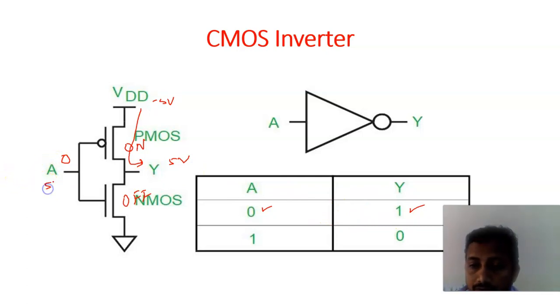And when you apply 5 volts, logic high, PMOS is off and NMOS is on. When NMOS is on and PMOS is off, there is no voltage appearing at the output. So the output voltage would be zero. So this is the CMOS inverter.